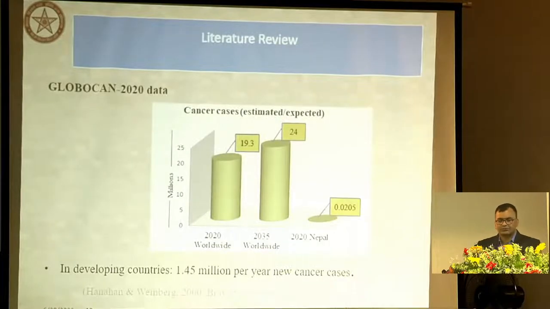According to the GLOBOCAN data, in 2020, total cancer cases were found in 19.3 million, but it is expected to be 24 million in 2035. Similarly, in the case of Nepal, cancer cases found in 2020 were 20,500, and in developing countries, it is increasing by 1.5 million per year.